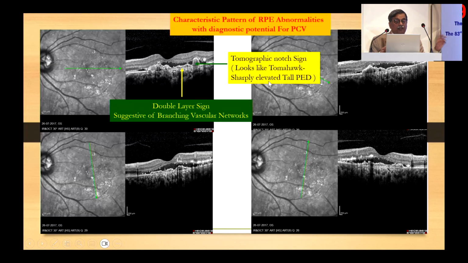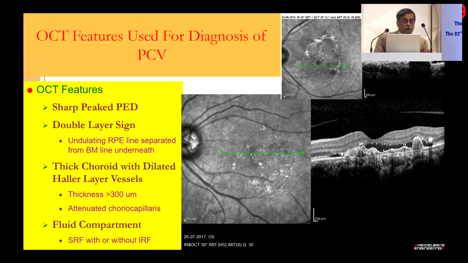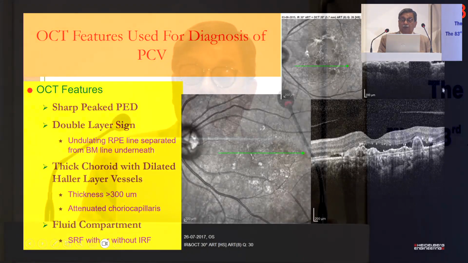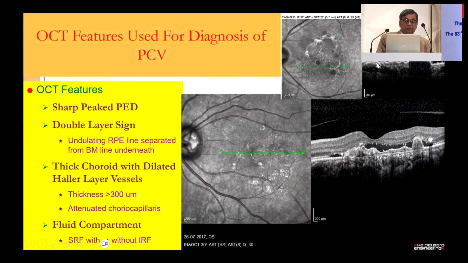It's a sharply elevated PED, fluid, this double layer sign. These are all signs that now you're talking about a PCV. You can actually diagnose based on OCT alone. So, what all will you see? A sharp peaked PED, like you see over here. Sharp peaked PED. Double layer sign I've already shown you within this.